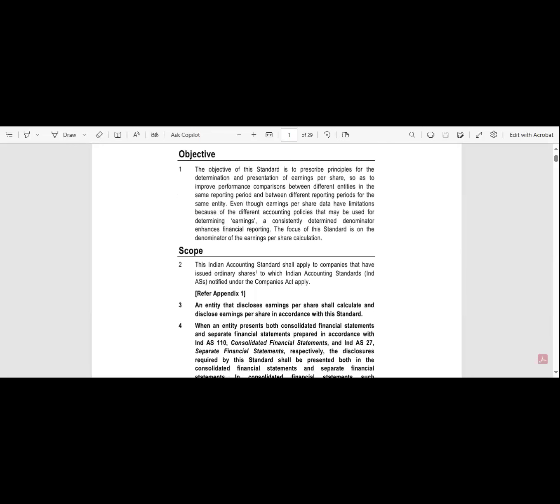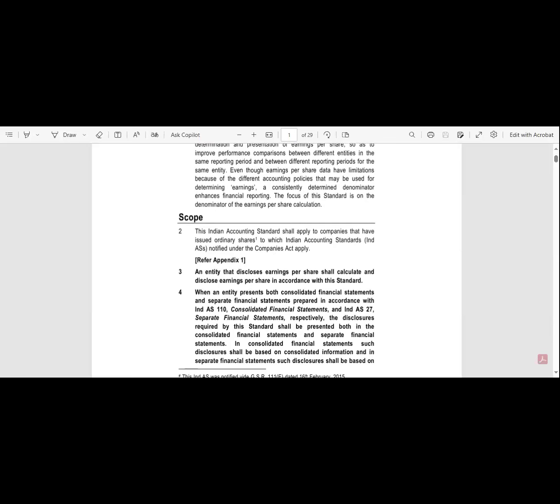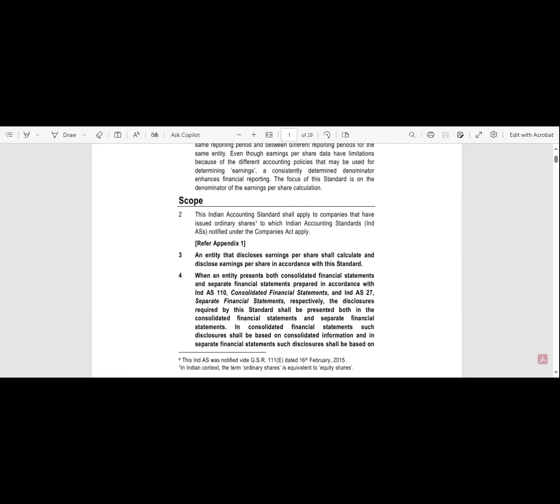So this Indian accounting standard shall apply to companies that have issued ordinary shares, to which the Indian accounting standard is notified under the Companies Act. Okay, so here the scope is given: the entity that discloses earning per share shall calculate and disclose the earning per share in accordance with this standard.